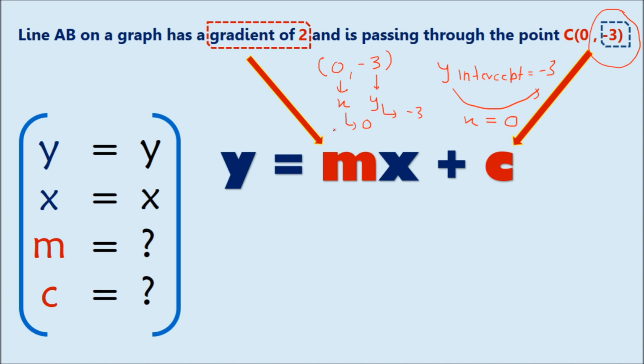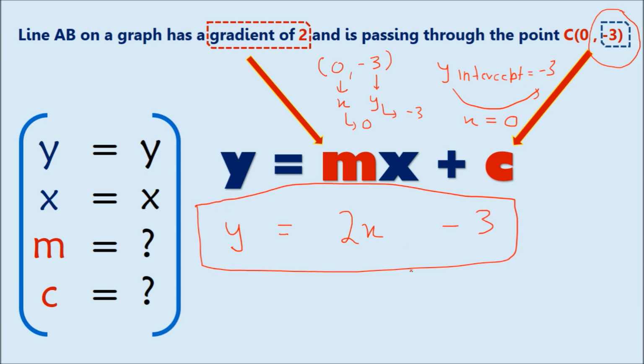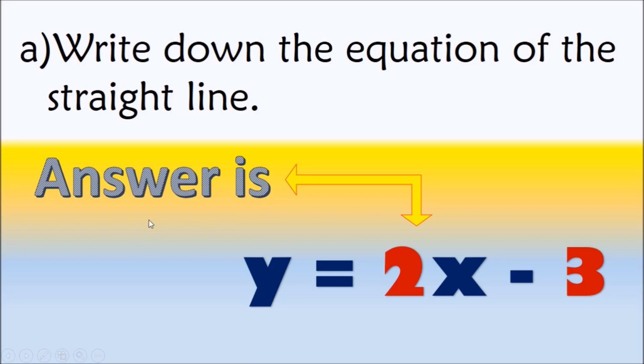So now we know what our m is, we know what our c is. It's time to substitute the values into the equation of a line and find the equation of line AB. So y will be written the same as y, because in the equation of a line x and y are written as variables. So y equals our m value, which is 2, so 2x, and our y-intercept is minus 3. And there we go, we got our equation of line: y equals 2x minus 3. Our answer of part A, which is the equation of a straight line, is y equals 2x minus 3. So we are done with part A of the question.